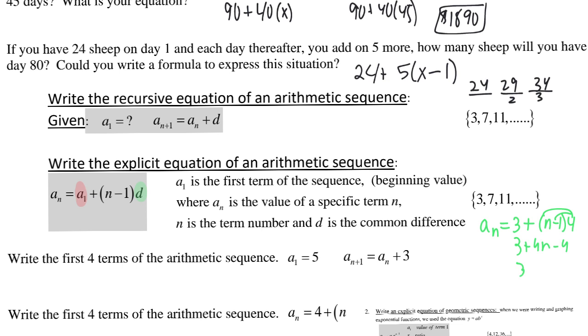Sorry, let me erase that. A little tired over here. And so we're going to do 4n minus 1.